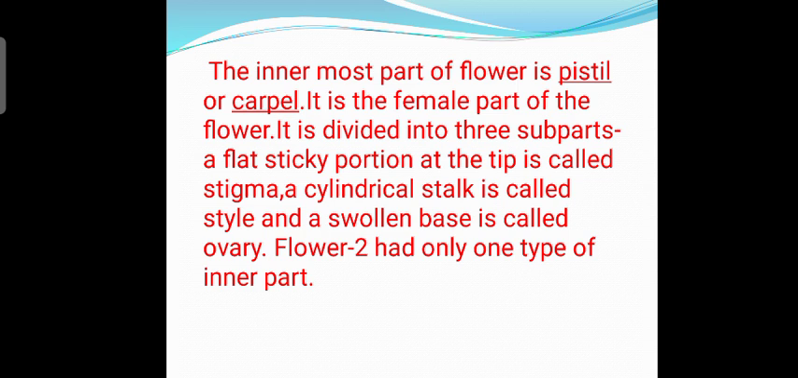The innermost part of the flower is pistil or carpel. It is the female part of the flower. It is divided into 3 subparts. A flat, sticky portion at the tip is called stigma. A cylindrical stalk is called style. And a swollen base is called ovary. Flower 2 had only one type of inner part.